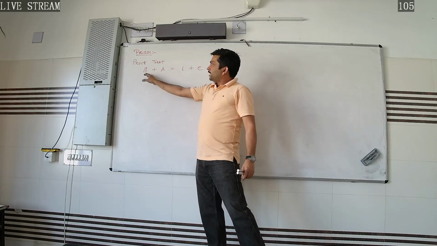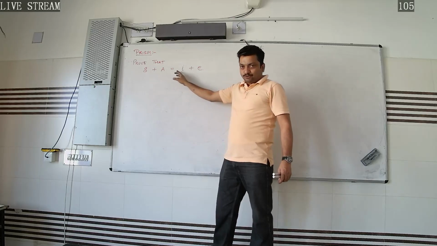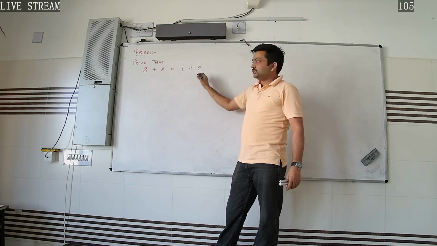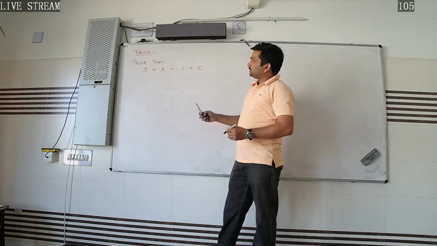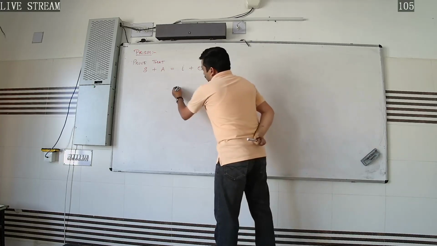Again I am saying we have to prove the sum of angle of deviation and angle of prism is equal to the sum of angle of incidence and angle of emergence. So in order to prove this relation, first of all we have to draw a diagram. How is the diagram?